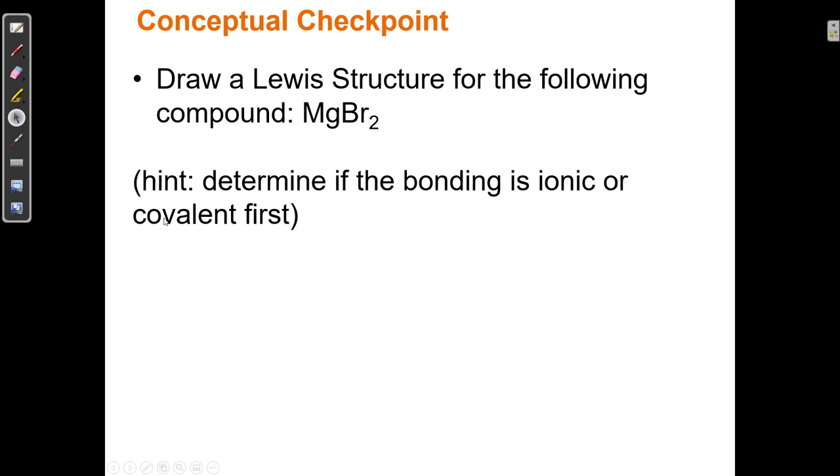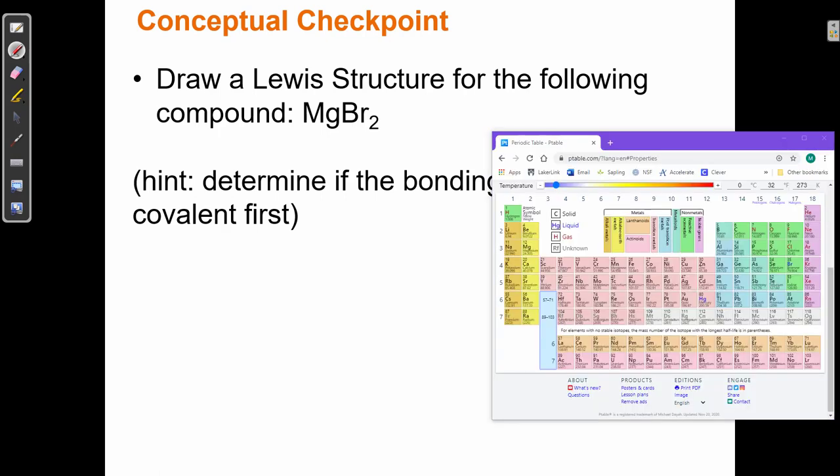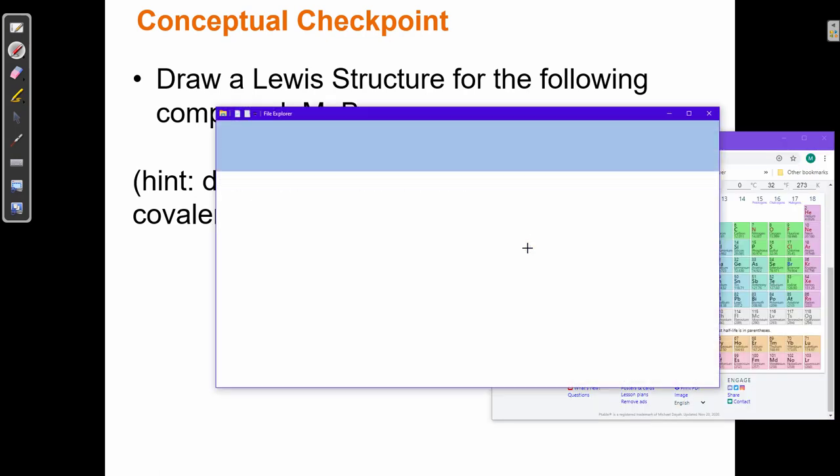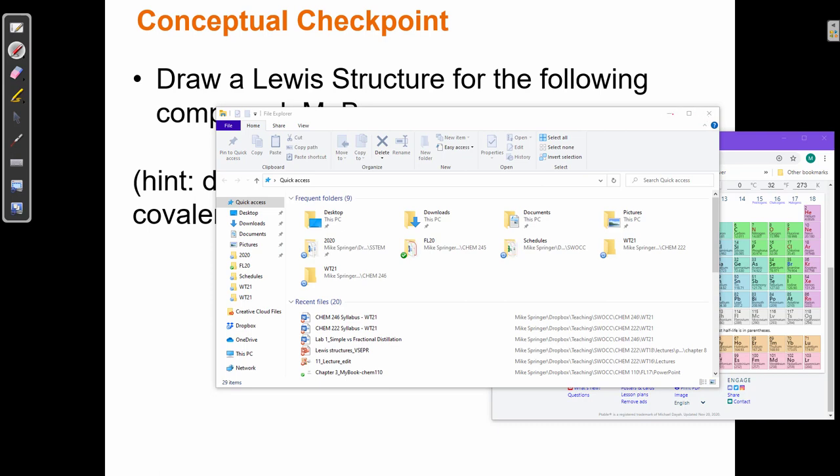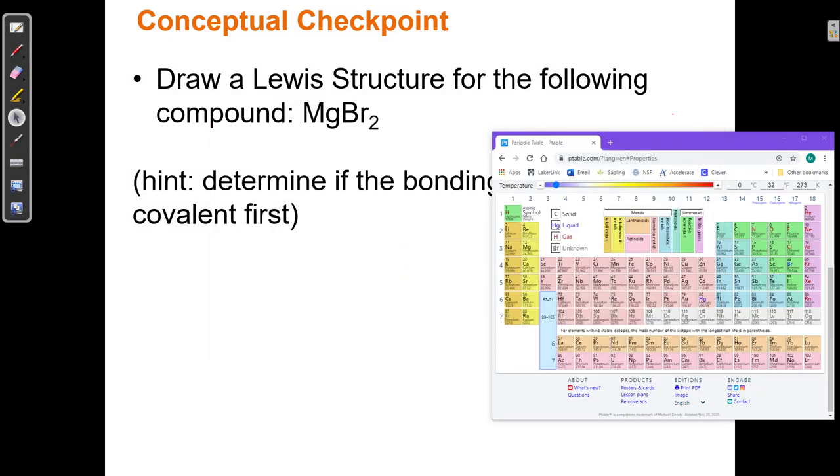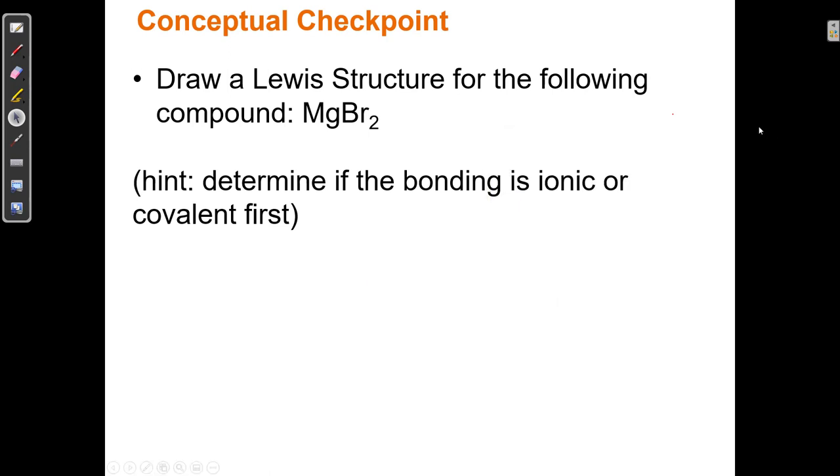Okay, let's draw a Lewis structure for the following compound, MgBr2. So, what kind of bonding is in MgBr2? Mg is right here, metal. Br is right over here, nonmetal. So we've got metal, nonmetal. This is an ionic bond.